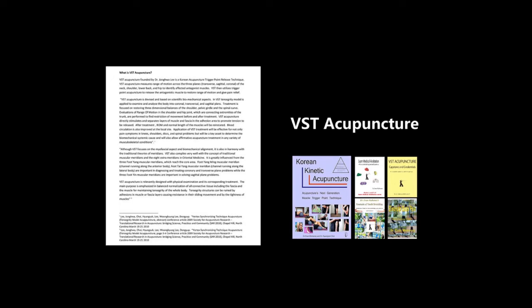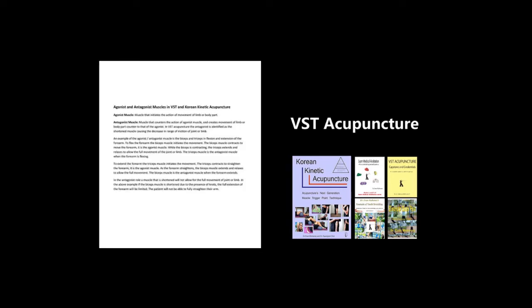The agonist and antagonist muscles in VST and Korean kinetic acupuncture, and in general. Agonist muscle, muscle that initiates the action of movement of limb or body part. Antagonist muscle, muscle that counters the action of the agonist muscle and creates movement of limb or body part counter to that of the agonist. In VST acupuncture, the antagonist is identified as the shortened muscle causing the decrease in range of motion of joint or limbs. An example of the agonist-antagonist muscle is the biceps and triceps in flexion and extension of the forearm.